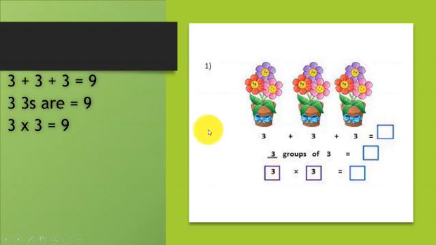Next we have 3 pots with 3 flowers each. We can add 3 plus 3 plus 3, total 9 flowers. It's a long process. Simply, we multiply this 3, 1, 2, 3 and multiply 3. Answer is 9. Both answers are same, but it is a simple way.